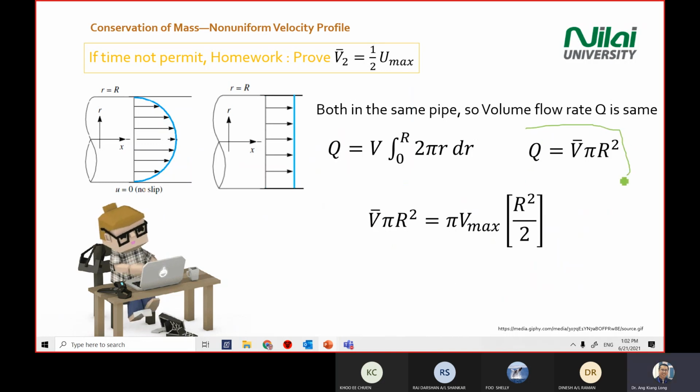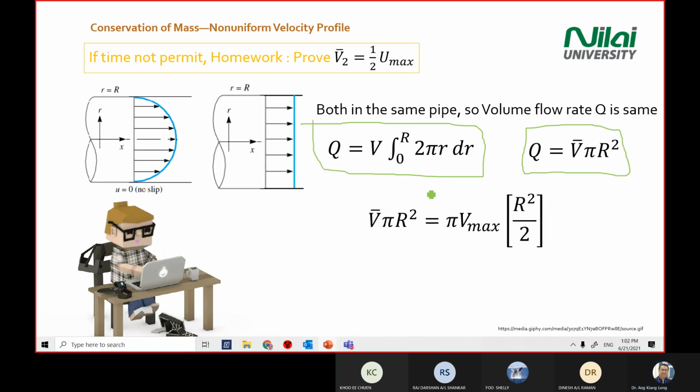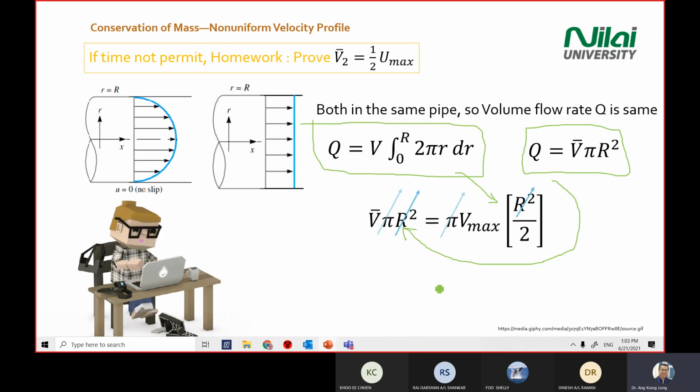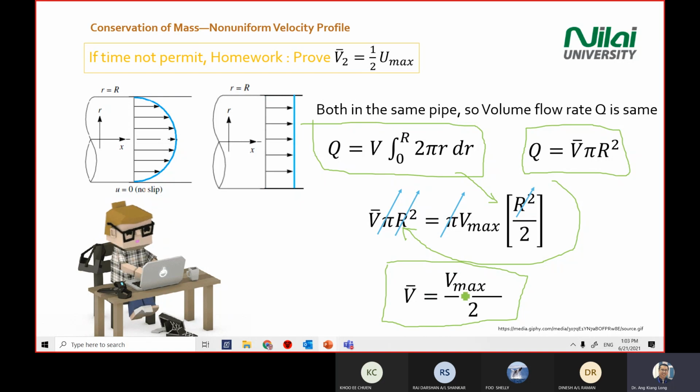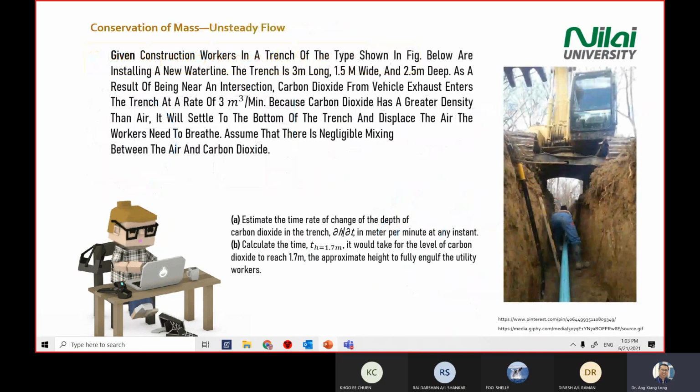Okay, this one is the uniform flow. This one is the parabolic flow. This one is here, this one is here. So you cancel both sides of the equation: the pi cancels, the r cancels. At the end, you arrive at v hat equals Umax divided by 2. And this only works for parabolic flow. So if this is not the same, then it is non-parabolic. Okay, this is how you prove it.